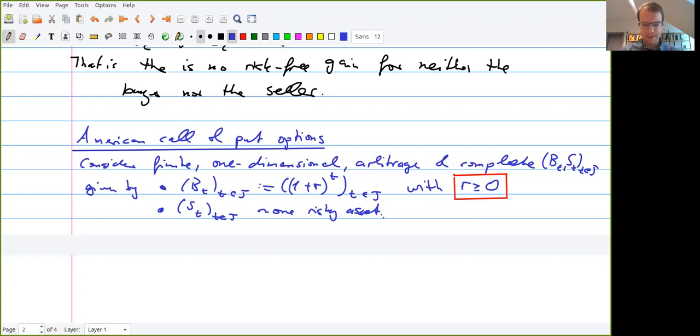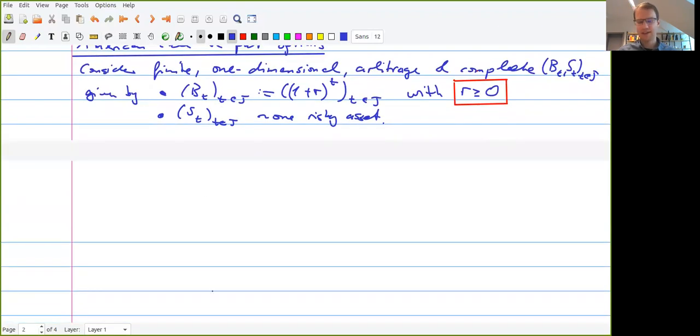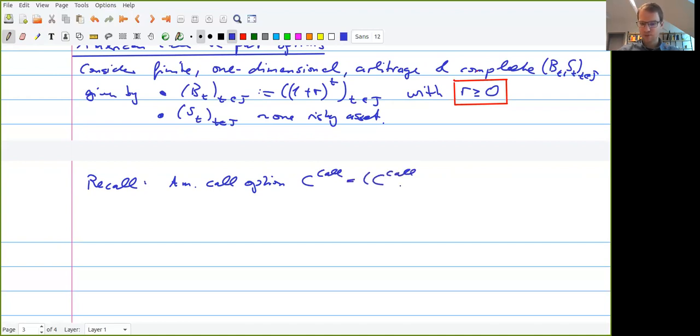Right. Okay. So this is our underlying setting. I've seen it many times. And I want to start with the American call option because this turns out to be simple. So, what is an American call option? Well, we denote it by C, which is given by a payoff profile.